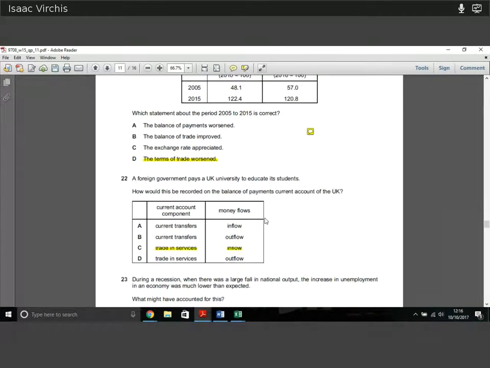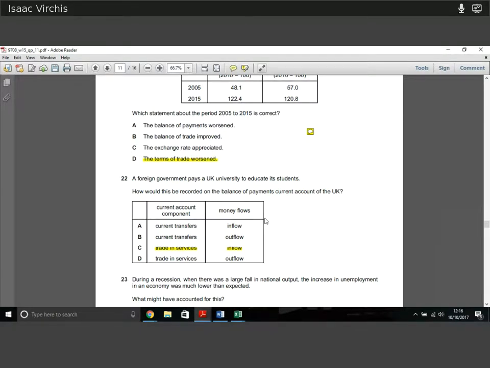We look at question 22. We have a foreign government paying a UK university to educate a student. How should this be recorded in the balance of payments current account for the UK? So we can see it's an inflow. Money is coming into the UK from a government, paying UK universities to educate their students. It's an inflow, not an outflow. And it would be part of trade in services. UK universities are providing a service. They're providing education to these foreign governments. Therefore, it's trade in services.